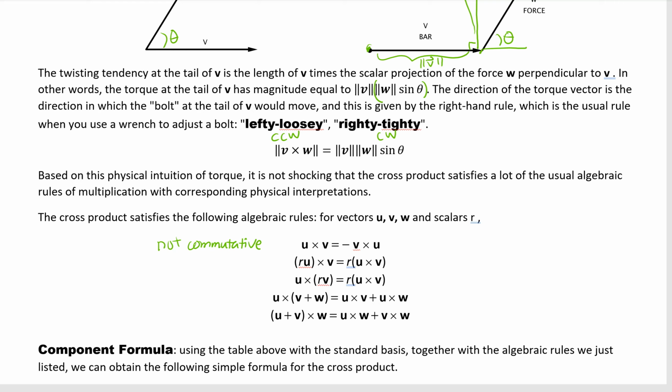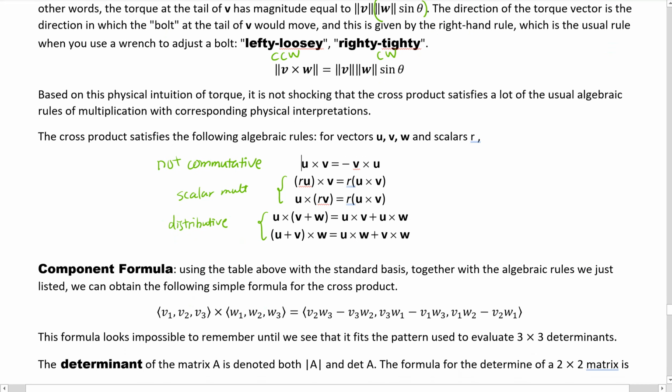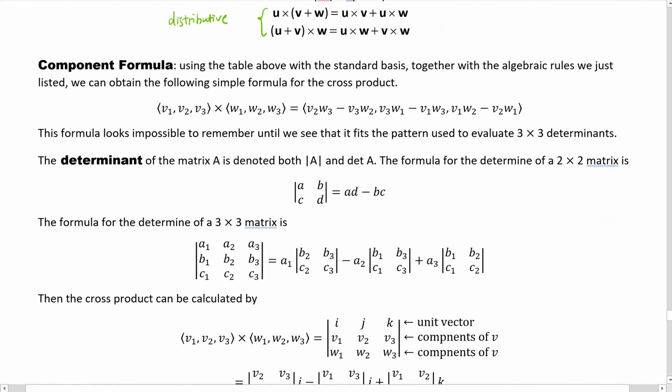Okay, the opposite direction. For the scalar multiple, we can still multiply the scalar by the first vector, or the second vector, or the cross product vector. So the scalar multiple still holds, and the distributive law still holds. So it's not commutative, but it's distributive, and we also have the scalar multiplication rules. Okay, next.